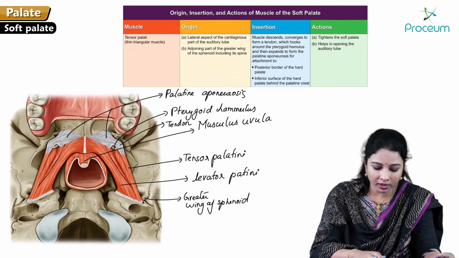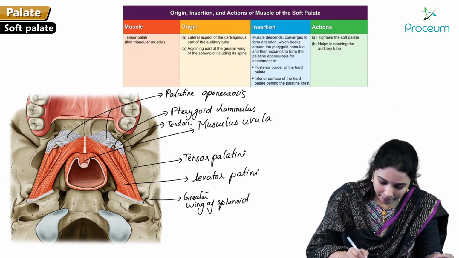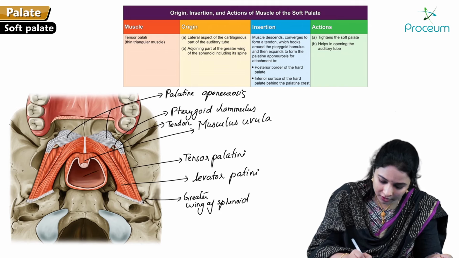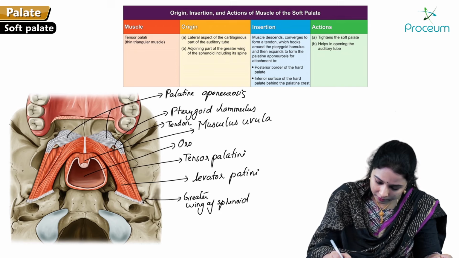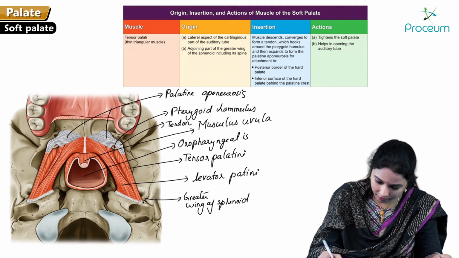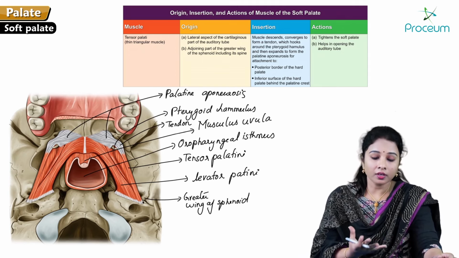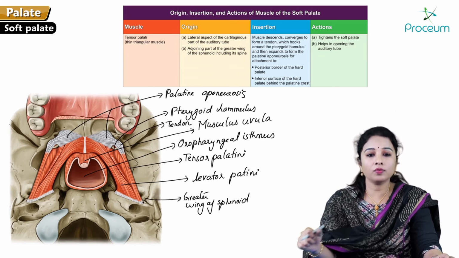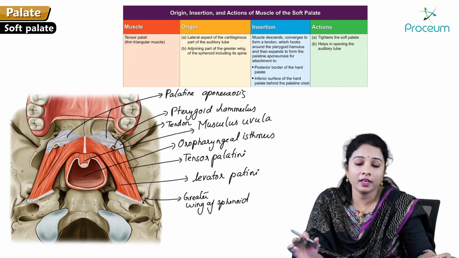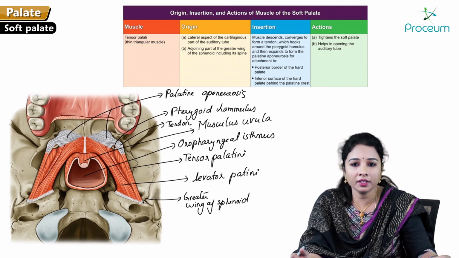So, this is the image where the hard palate and the muscles of the soft palate are exposed, and we can see the oropharyngeal isthmus here. So it is taken in a cross section in the base of the skull at the level of oropharyngeal isthmus. So the action of tensor veli palatini: it tightens the soft palate and helps in the opening of auditory tube.